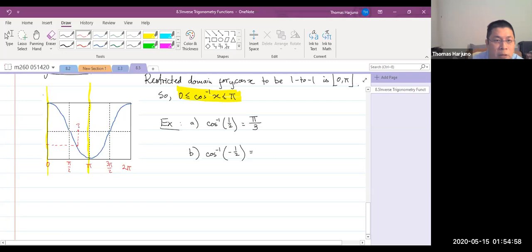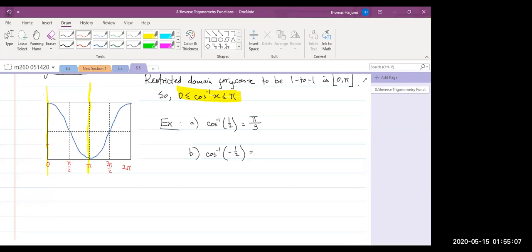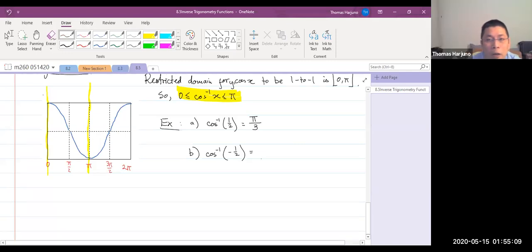What is the value here? Two pi over 3. Okay, it's 2 pi over 3. Now you see that A and B here should have the same reference angle, right? One of them is in quadrant 1, the other one in quadrant 2. Such that you can actually think of it this way. For me to do this problem, I can think this way: this is equal to pi minus cosine inverse of 1/2.